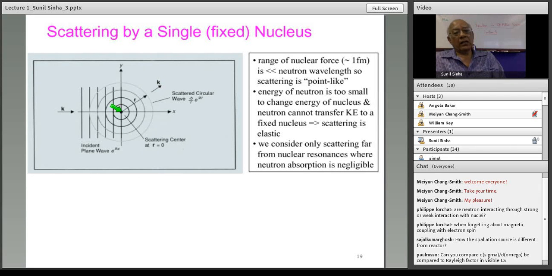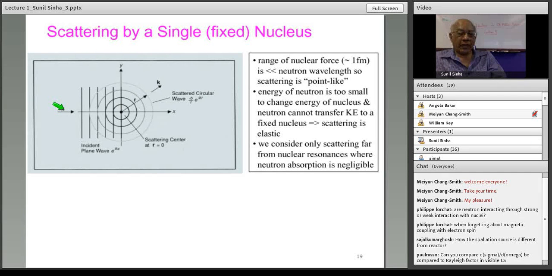That's the conventional kinematic theory. So you can think of each nucleus as emitting spherical waves, and the amplitude of the spherical wave at a distance r from the source is given by minus b over r, the negative sign being just the convention, times e to the ikr. k is the same wave number as the incident wave, because we assume that since the nucleus is fixed, there is no energy exchange between the neutron and the nucleus.